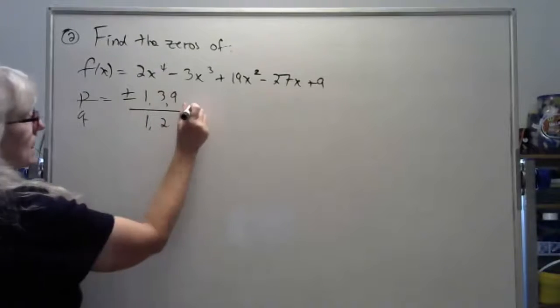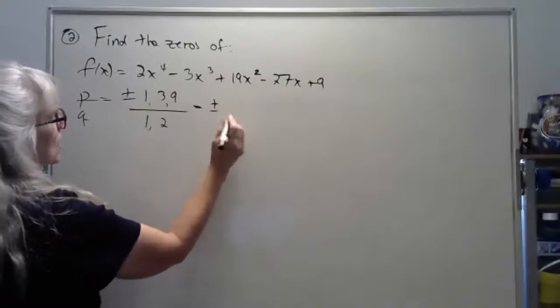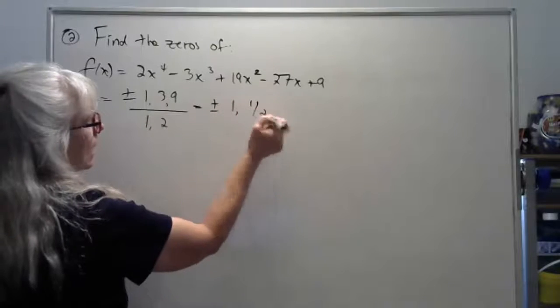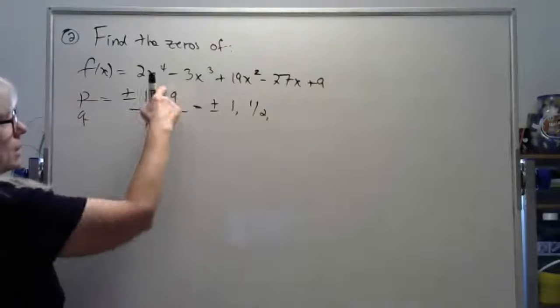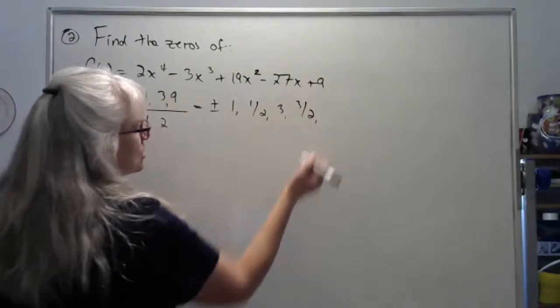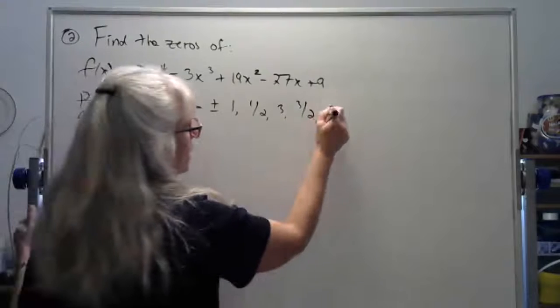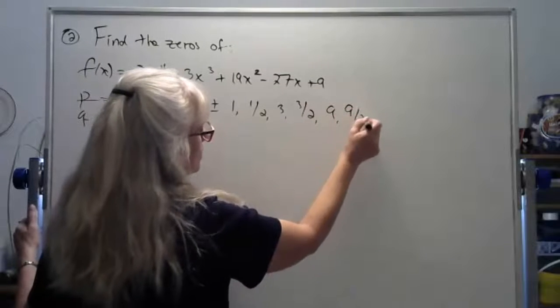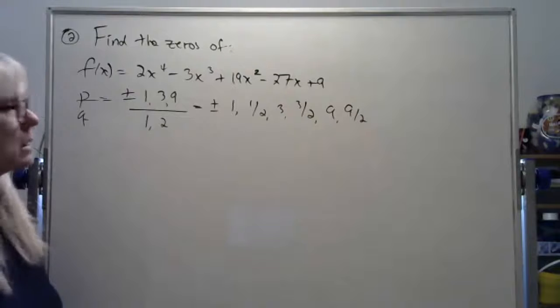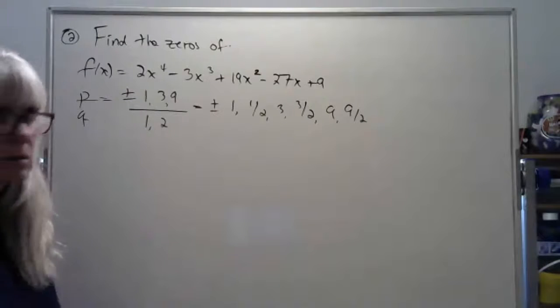Okay, so now we need to make that into a list. So what have I got? I've got 1, and then 1 over 2, which is a half. We then have 3 over 1, which is 3, and then 3 over 2, which is 3 halves. 9 over 1 and 9 over 2. So those are the only rational numbers where this thing can cross the x-axis.